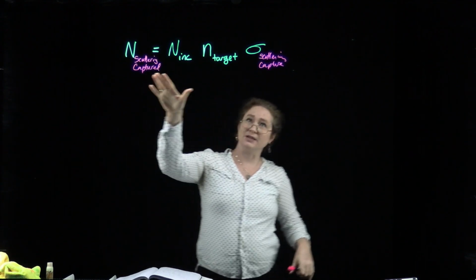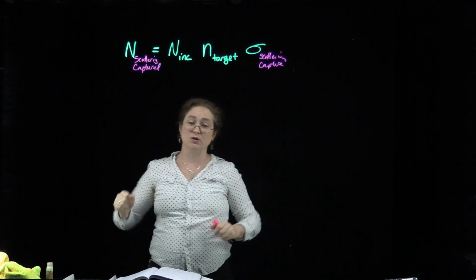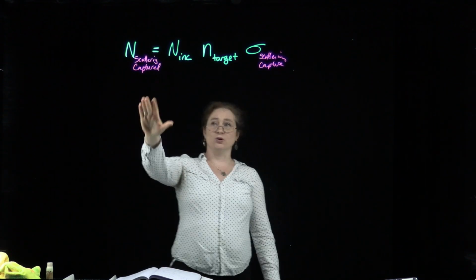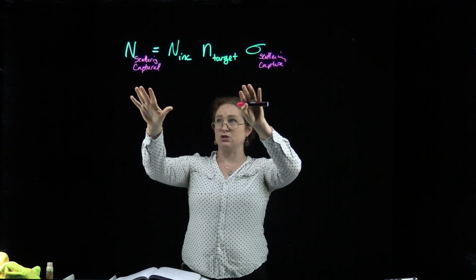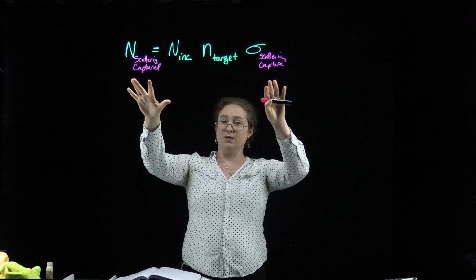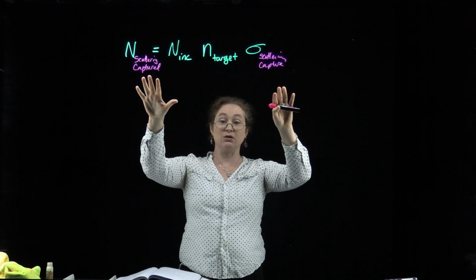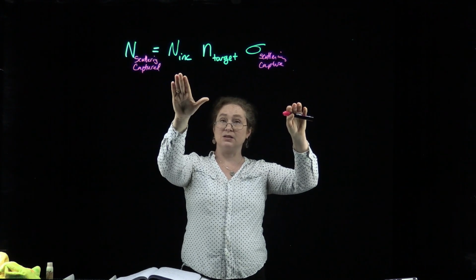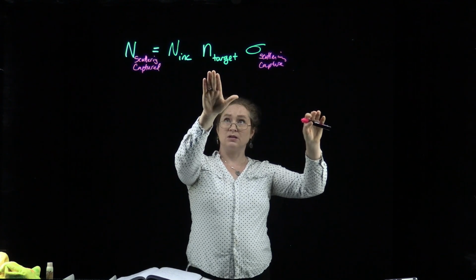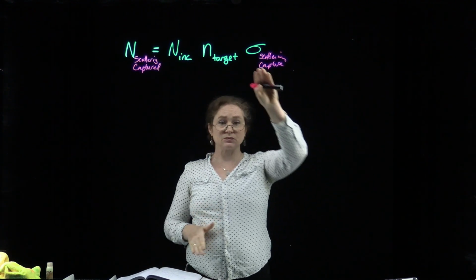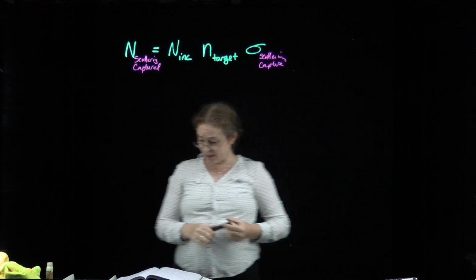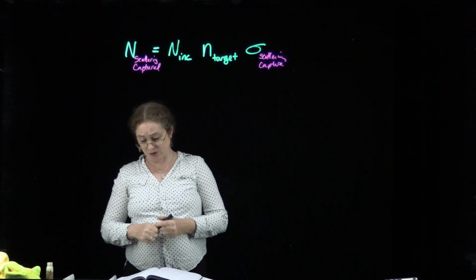And all you're doing is just changing the name of the subscript, and you're using this to define the cross-section. So the number of things that interact in a certain way is the number of incident objects times the target density times the cross-section, and it is effectively a way of defining the cross-section.